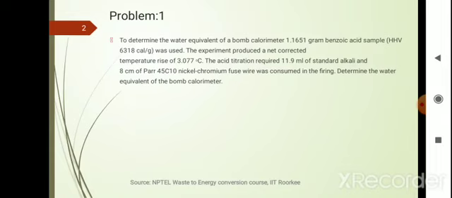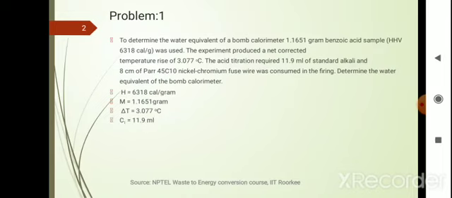So first thing is you have to write down the given data. Here the calorific value or higher heating value, we use capital H for that, is given as 6318 calorie per gram. The mass of the sample being tested, that is the mass of benzoic acid, capital M, is 1.1651 gram. The temperature rise, the difference between initial and final temperature after conducting the test, delta T, is 3.077 degrees Celsius.